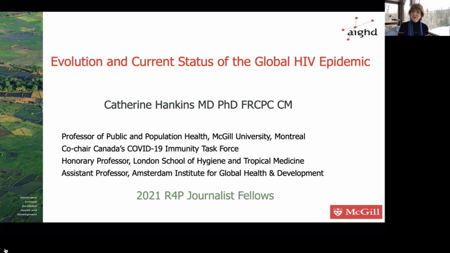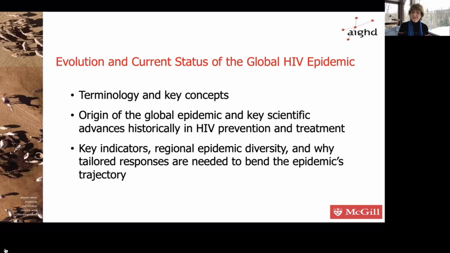Today, I'm going to talk to you about the evolution and current status of the global HIV epidemic. We're going to look at terminology and key concepts very briefly. We're going to look at the origin of the global epidemic and key scientific advances historically in HIV prevention and treatment. And we'll look at key indicators, regional epidemic diversity, and why tailored responses are needed to bend the epidemic's trajectory.